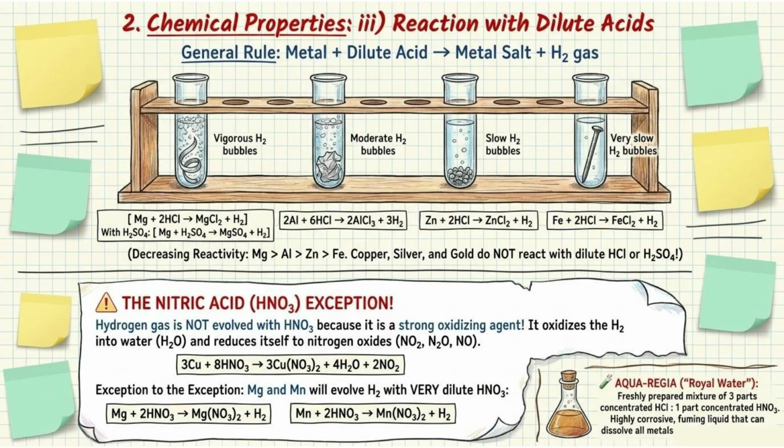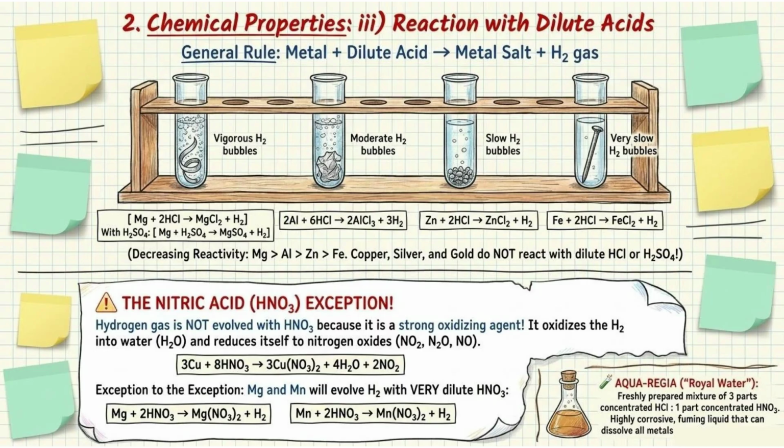But chemistry loves an exception to the exception. Magnesium and manganese are the only two metals that will evolve hydrogen gas, but only if they are with very dilute nitric acid. Right. Mg plus 2HNO3 gives magnesium nitrate, Mg(NO3)2, plus H2 gas. And manganese, Mn, does the exact same thing to form Mn(NO3)2 plus H2.